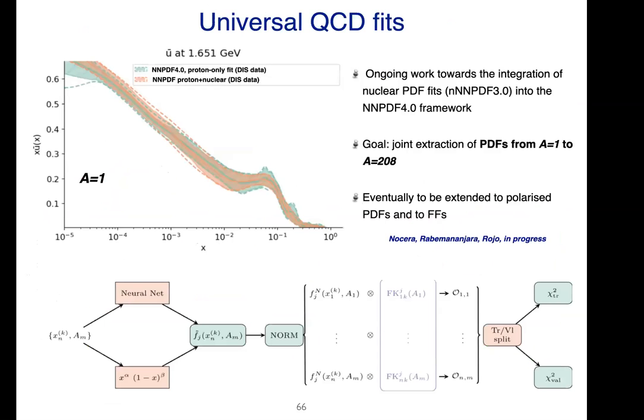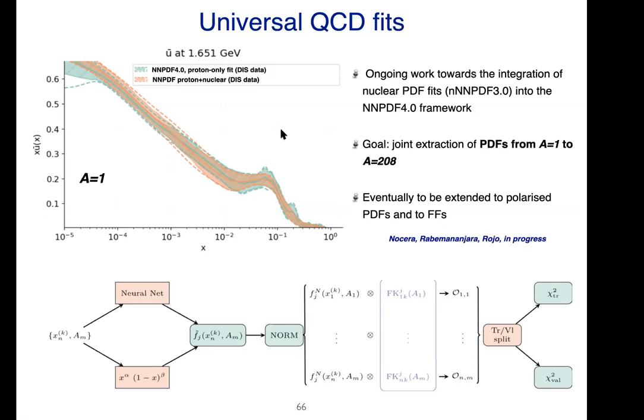And for this, we are making progress already. We are making progress towards extending the NNPDF machine learning framework from fitting only proton PDFs or nuclear PDFs to combining them into a single analysis. So our goal is to have a joint extraction of the proton structure from A=1 to A=208. And eventually you can extend this to polarized PDFs and to fragmentation functions.